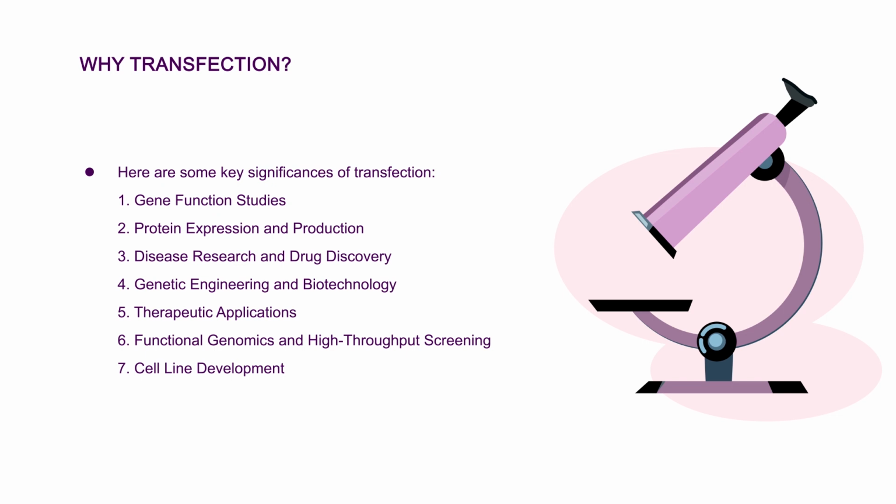Transfection facilitates the expression and production of a specific protein of interest in cells. This is particularly valuable for producing recombinant proteins for therapeutic purposes, biotechnological applications and studying protein function and interactions. Another area where it is used is disease research and drug delivery, also related to drug discovery. Transfection helps researchers understand the molecular mechanisms underlying disease. By introducing disease related genes or specific mutations into cells or model organisms, researchers can study disease progression, identify potential drug targets and test the efficacy of therapeutic interventions.